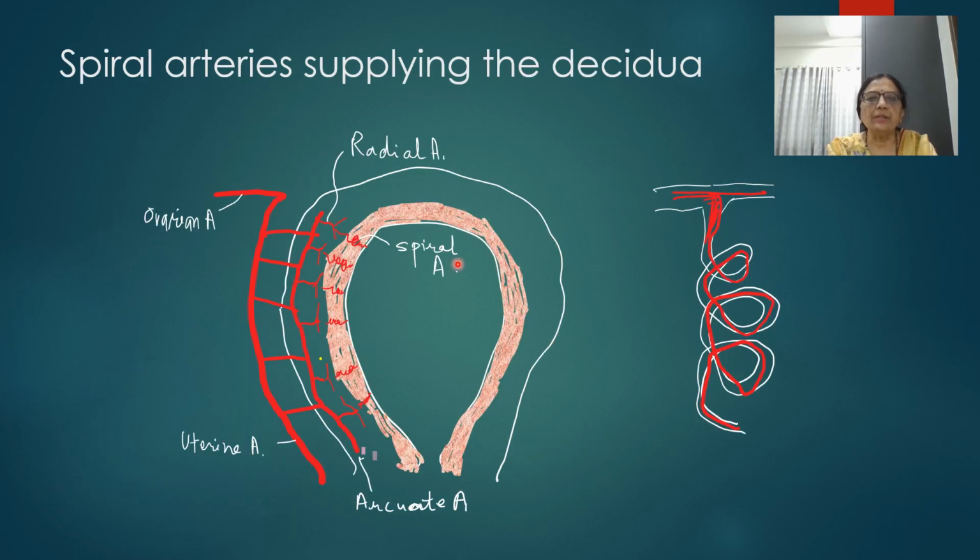Spiral arteries are supplying the decidua. Here we can see the uterine arteries giving branches such as arcuate arteries, radial arteries, and apical arteries, and from these the spiral arteries are penetrating the endometrium. In pregnancy, the vascular blood supply of the decidua is the spiral arteries.